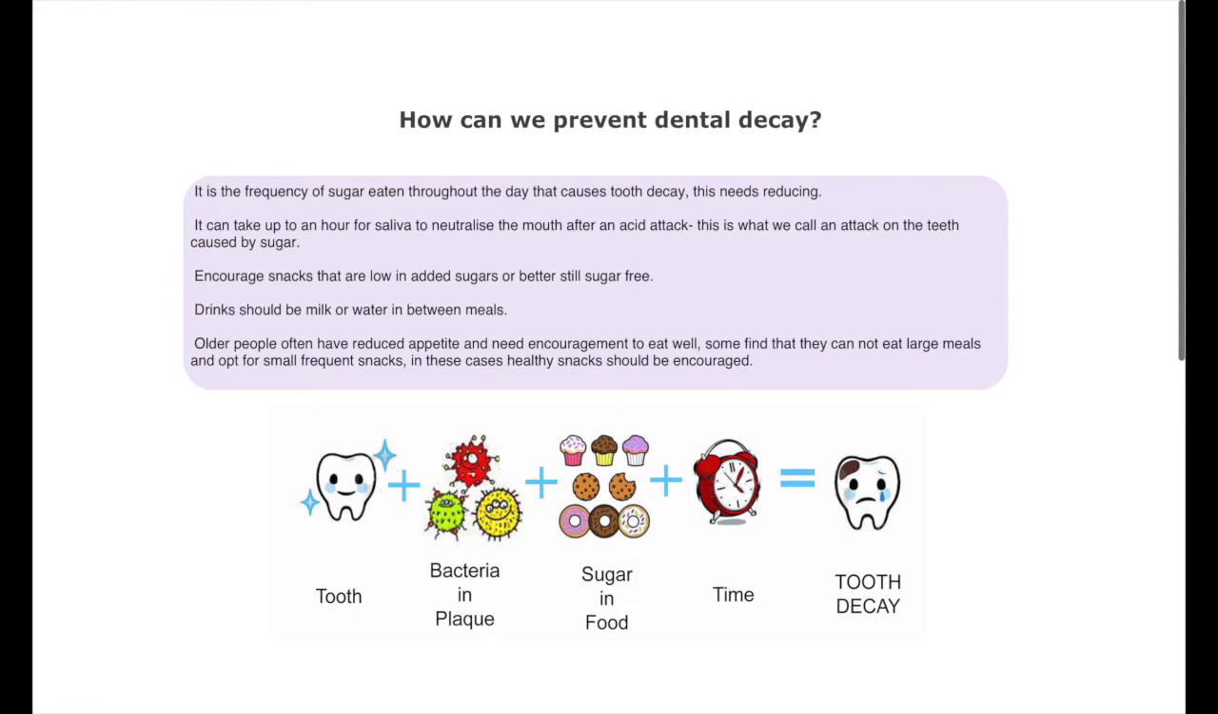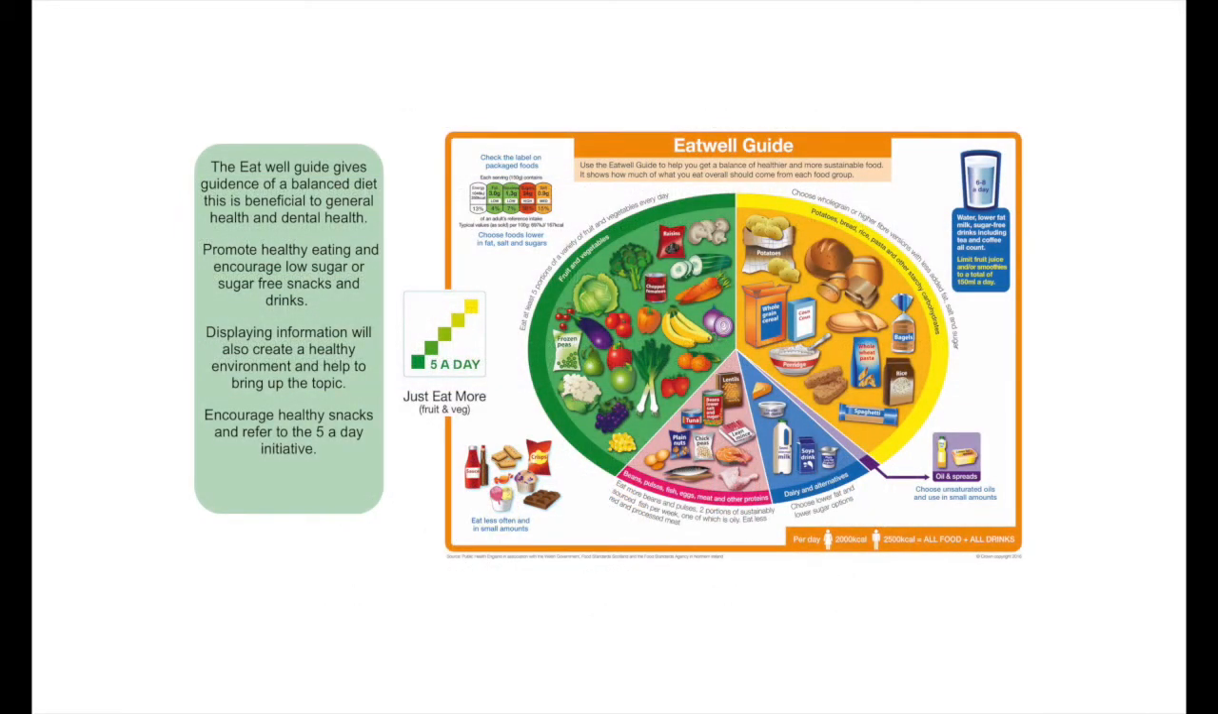Encouragements could be made to bring in healthier snacks and gifts such as fruit, nuts, crackers and cheese. The Eat Well Guide is a very useful resource to ensure that you consider a healthy diet. It provides a visual representation of what consists of a healthy diet. There is also a document to support it which can be found on the PHE website.